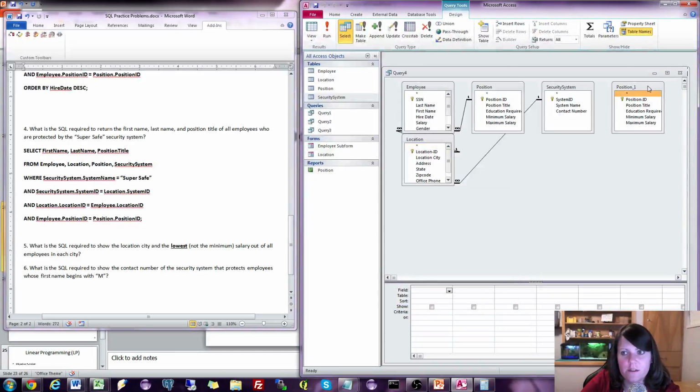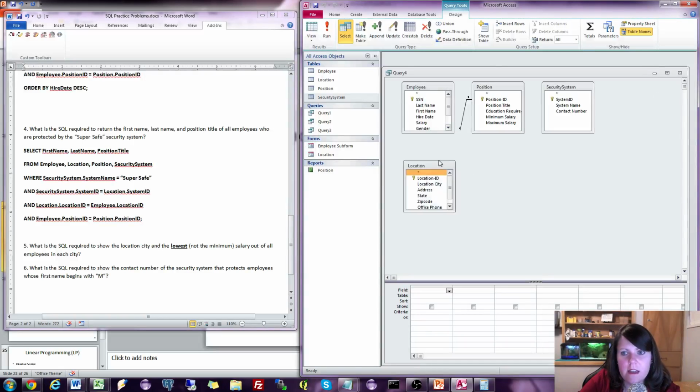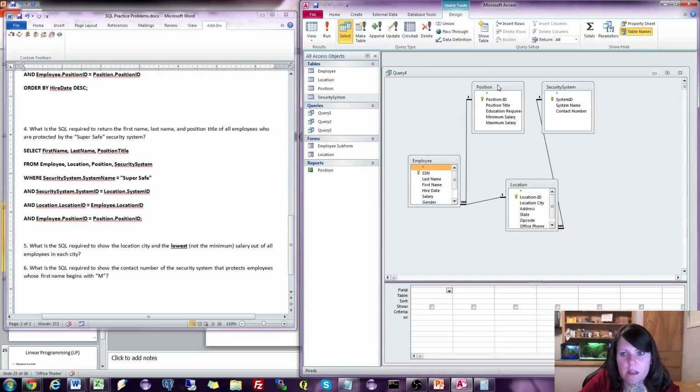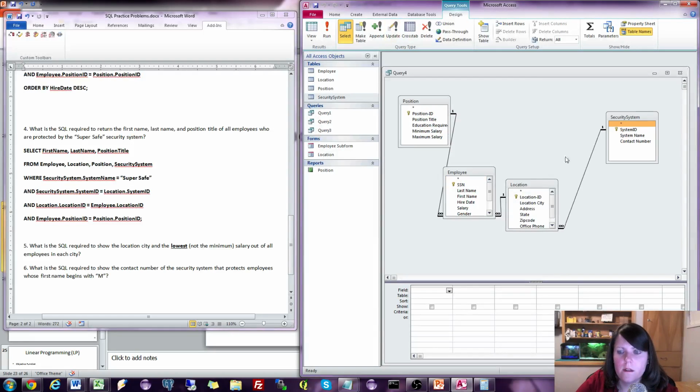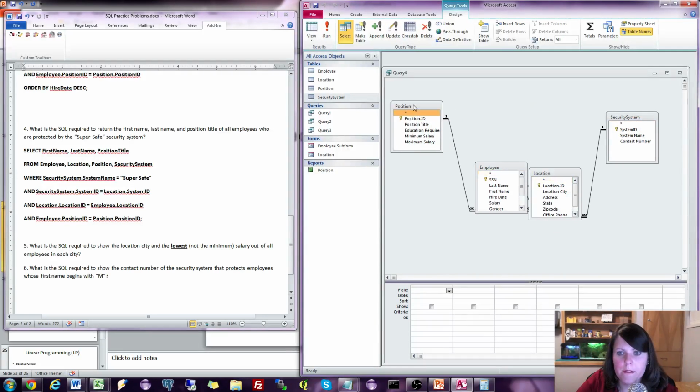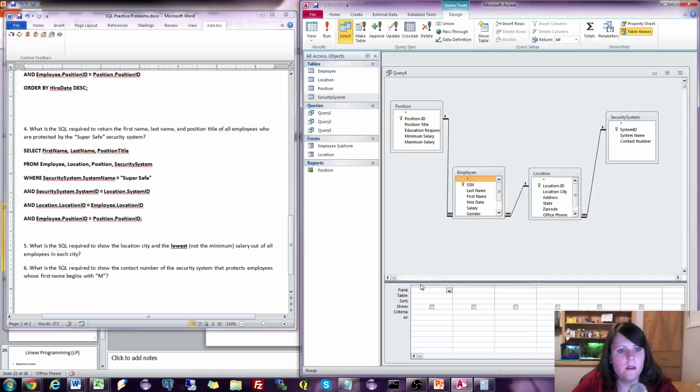I don't need to add an extra position table. I need to add the location table, and now I can see all of the connections here. So I think some of you struggled with this a little bit on the homework, or sorry, the project. So the connections have to be there.